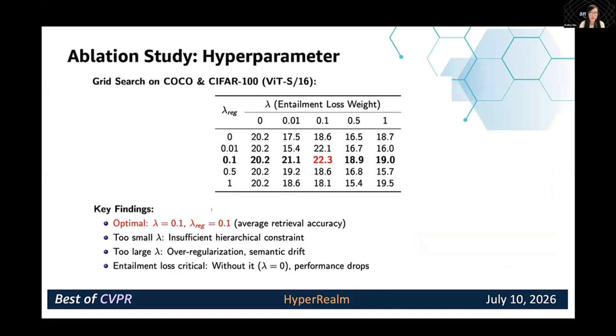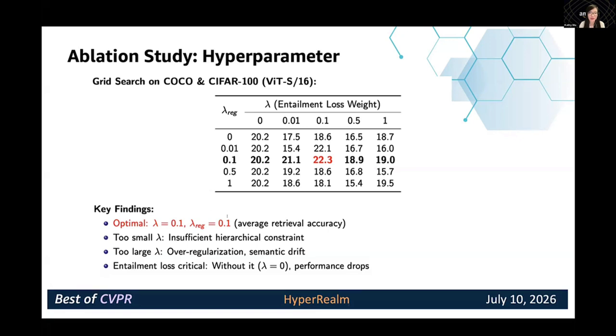And so we conclude with ablation studies to understand what drives performance. We perform a grid search over entailment loss weight lambda and regularization strength lambda reg, evaluating on COCO and CIFAR 100. And the key finding is that the best performance happens at lambda equals 0.1 and lambda reg equals 0.1.